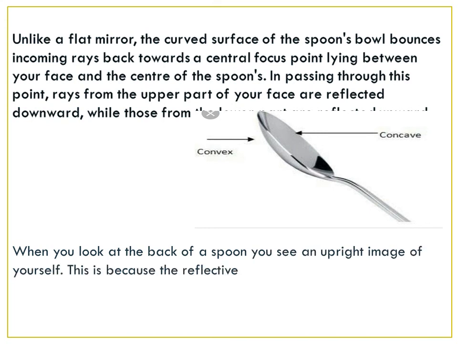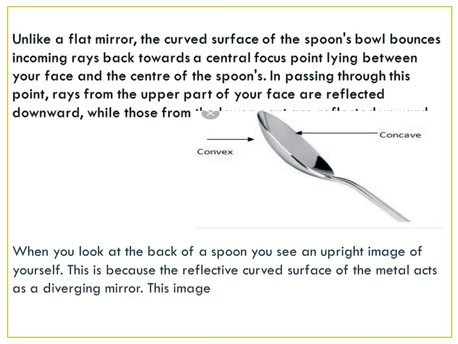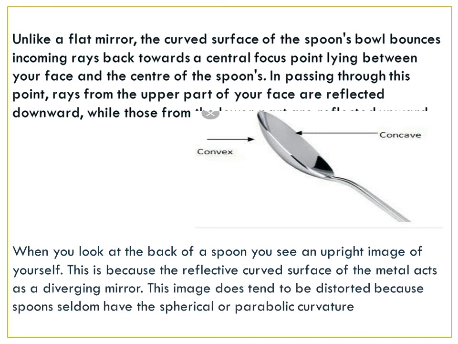When you look at the back of your spoon, you see an upright image of yourself, isn't it? This is because the reflective curved surface of the metal acts as a diverging mirror. This image though does tend to be distorted because spoons seldom have the spherical or parabolic curvature required for an undistorted image.